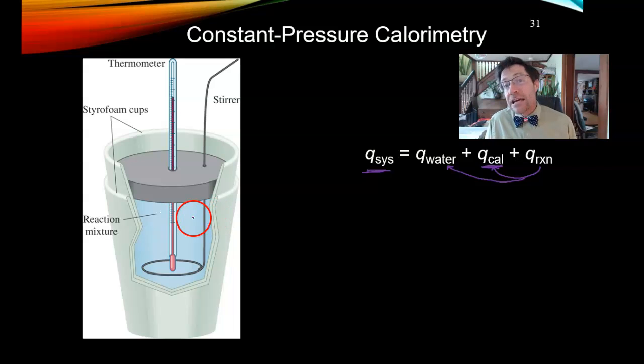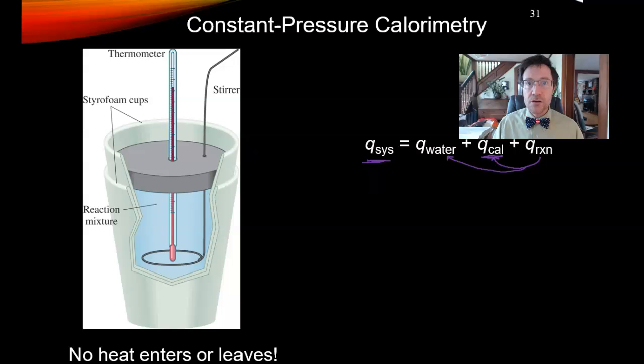So we like this because it helps us out with the math a little bit, and because it's open to the atmosphere and it can expand or contract if it produces gas, we can actually calculate the real, actual, precise heat of reaction here. No heat enters or leaves, but matter can. That's kind of the clutch part.